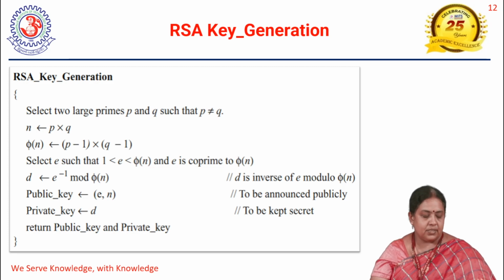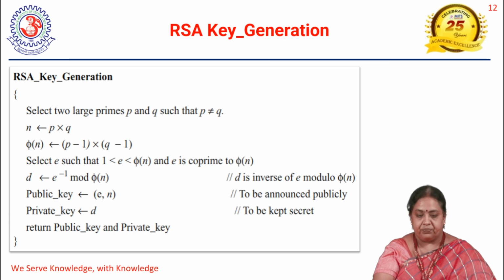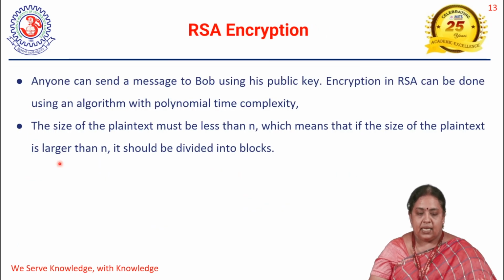Hope that this is clear. So this key generation algorithm is done by the receiver only. In the RSA algorithm, anyone can send a message to Bob using his public key, because the public key is announced to the public. So anyone can use the receiver's, Bob's, public key to send the message.